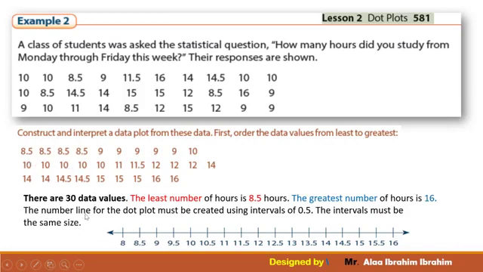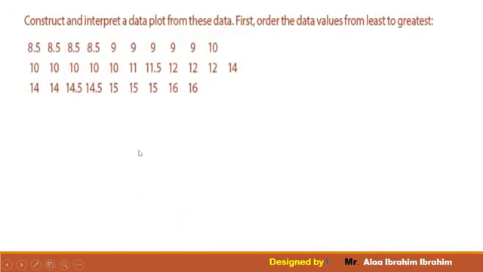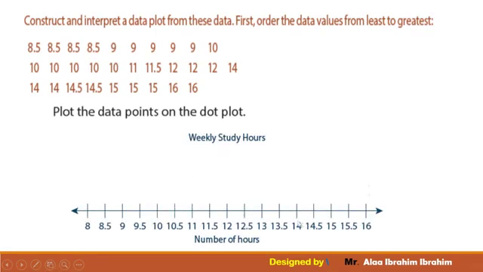The number line for a dot plot must be created using an interval. Interval means the same distance. I add the same number, 0.5, each time. Now I need to make my number line or dot plot. So we take the number line and count how many 0.5 steps I have.